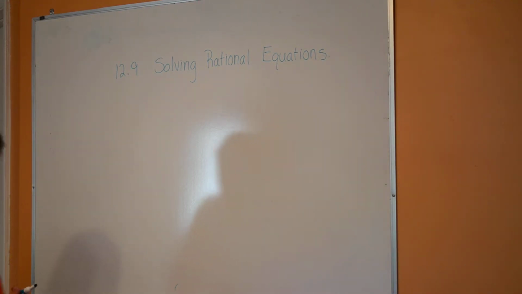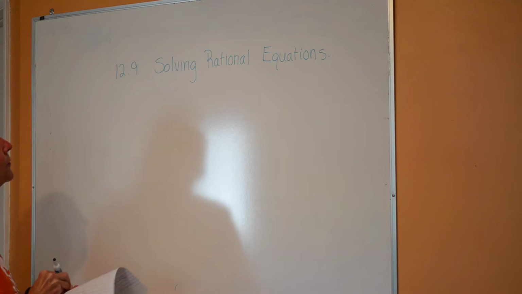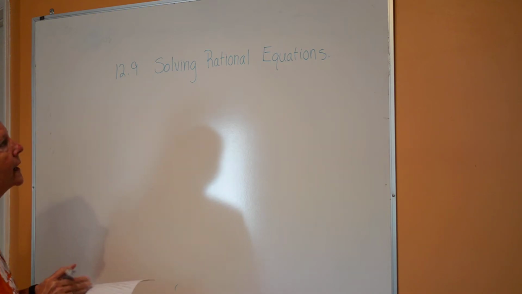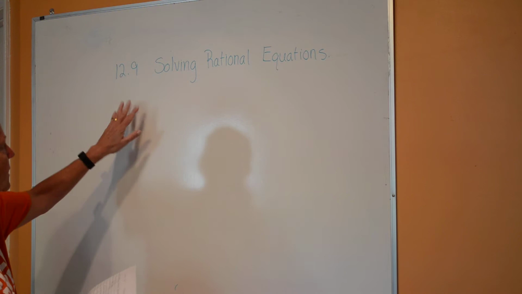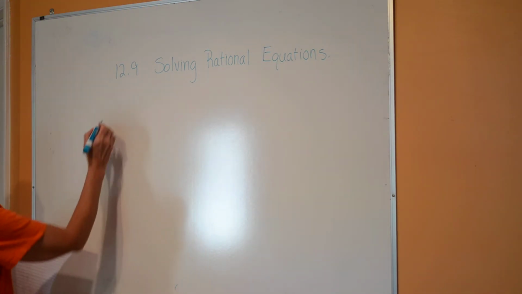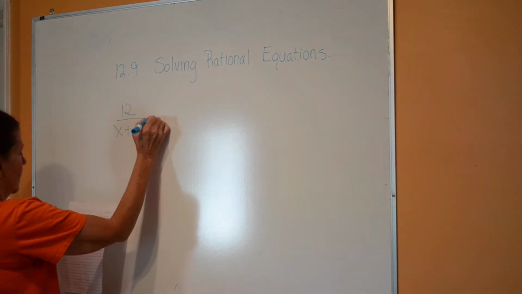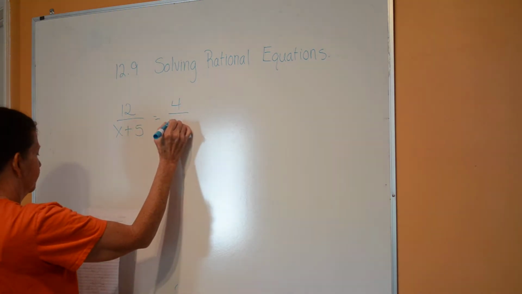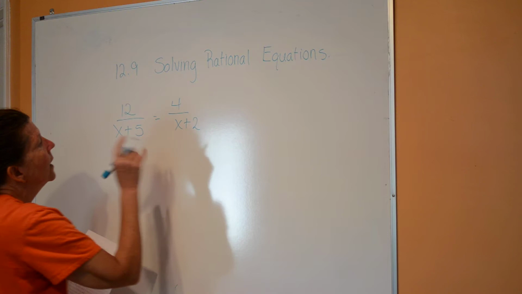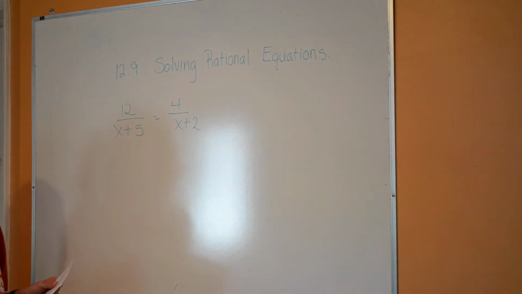Today we're going to take what we've learned in this chapter so far and apply it to solving actual equations. This is 12.9. Let's say I have an equation that looks like this. We have a fraction on both sides of the equation.